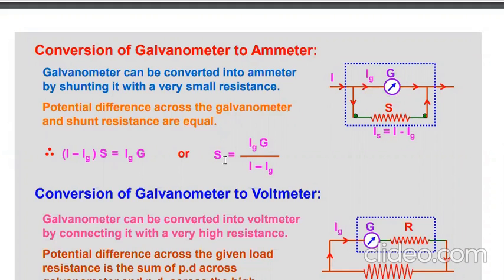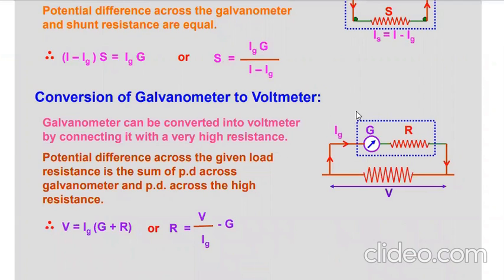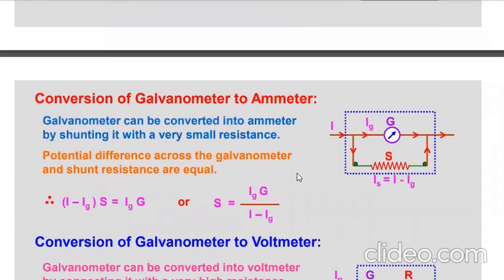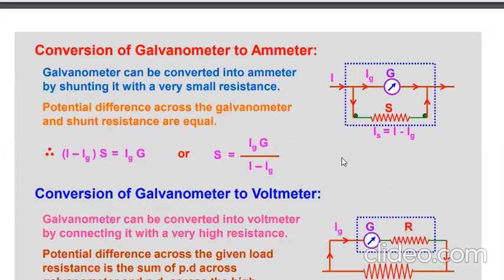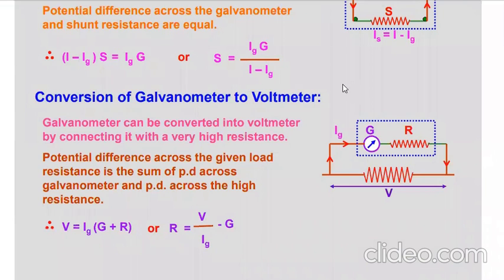So shunt resistance can be calculated in order to convert a galvanometer into an ammeter. Remember that while converting a galvanometer into an ammeter, we must connect the shunt resistance in parallel with the galvanometer. Now, conversion of a galvanometer into a voltmeter: we just have to connect resistance in the reverse sense of that of the ammeter conversion.